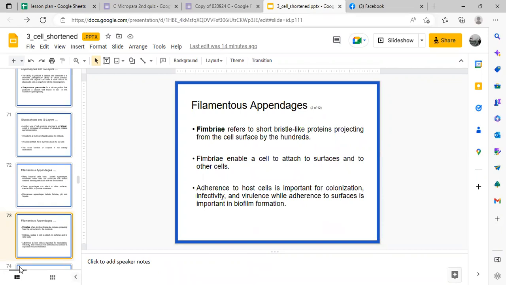Okay, so you have fimbriae. So this refers to the short bristle-like proteins projecting from the cell's surface by the hundreds. So ang main purpose niya, mag-attach sa surface and to other cells. So this is important in colonization, no? So paggawa ng mga biofilms.